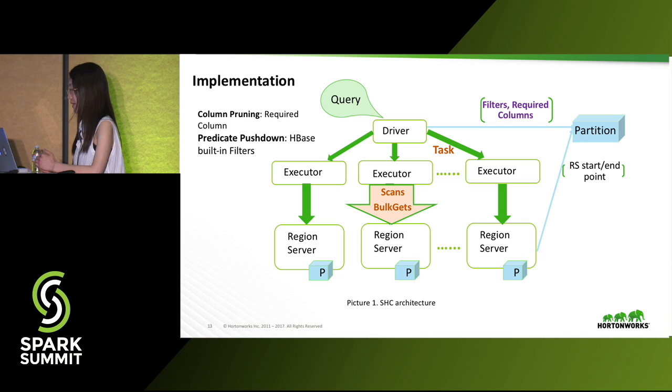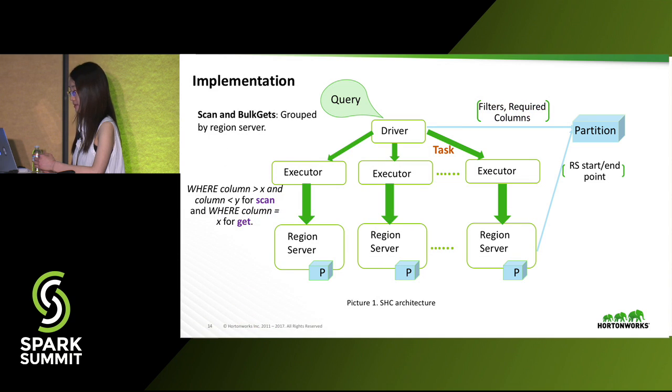For predicate pushdown, existing standard HBase filters are used to perform predicate pushdown without using any HBase coprocessor. Inside the region server, records that don't match the required condition will be filtered out. We put those filters, like larger and equal, string starts with, into the scans and bulk gets and ship them to the region server. The region server will do the filtering for us.